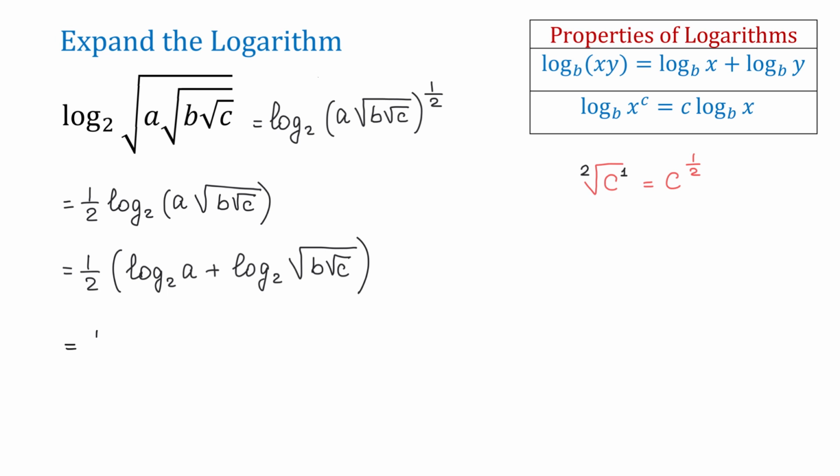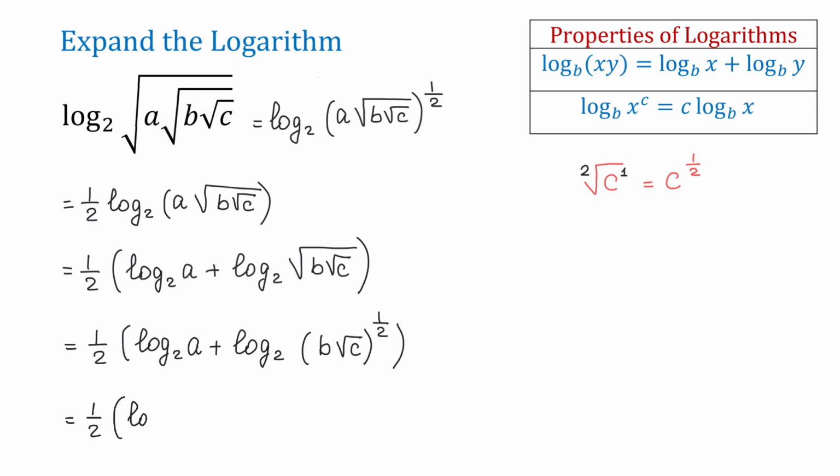So we will have 1/2 parentheses log base 2 of a plus log base 2, and now in place of the radical, we will have b square root of c all to the power of 1/2. And now in this logarithm, we will move the exponent 1/2 in front of the logarithm. So now we will have 1/2 parentheses log base 2 of a plus 1/2 log base 2 of b square root of c.